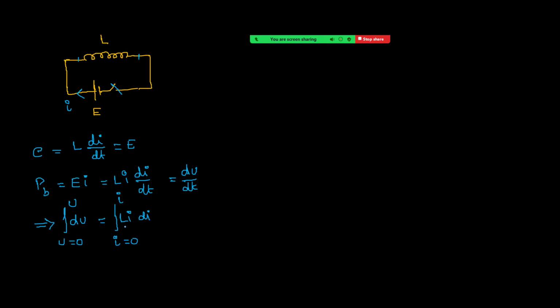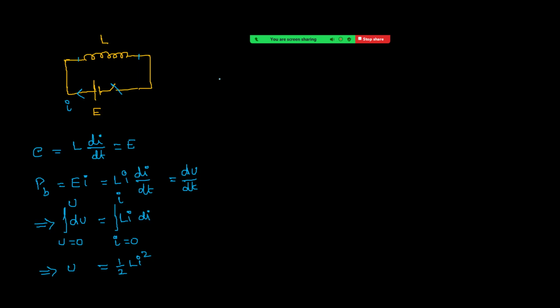Now simplify this. See what we get. Potential energy is equal to the integral of L I di. L is a constant, take it outside. Integration of I di gives I squared by 2, right? So finally we get half L I squared. Means if current I is passing, then the potential energy stored in the inductor is given by half L I squared.